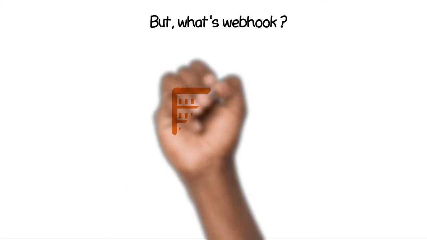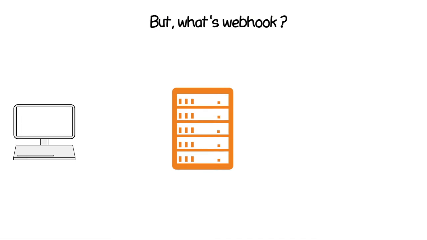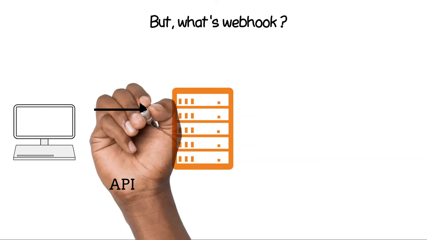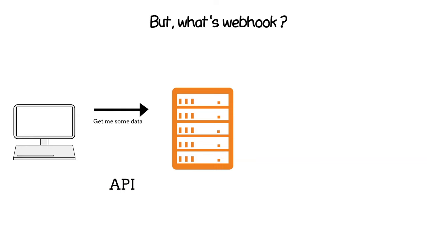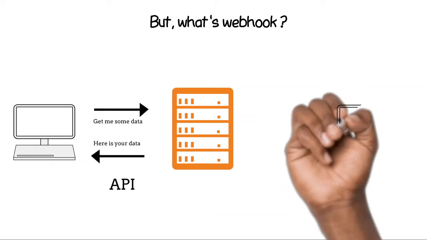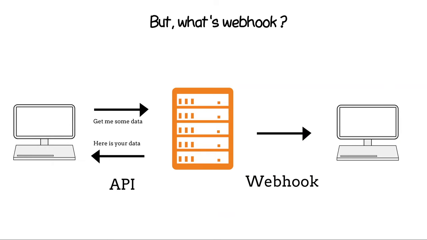But what's a webhook? The main difference between an API and a webhook is that an API is triggered manually by a client, which asks the server to get some data, for which the server responds with the relevant information asked for. But a webhook is triggered automatically, on any schedule or when any configured conditions are met.